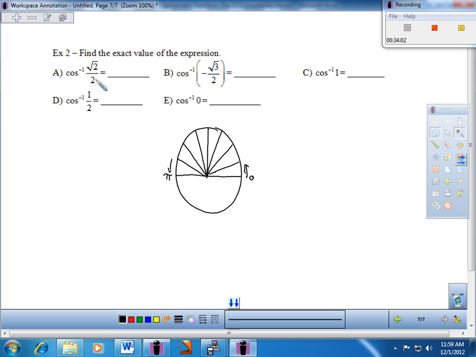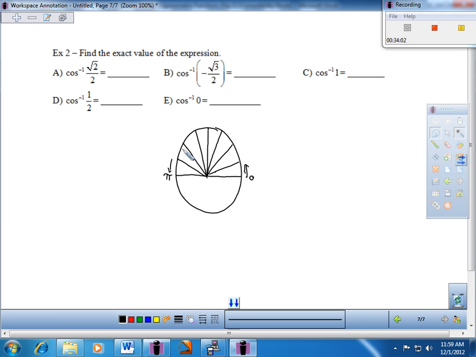Inverse cosine of √2/2. Now, sorry for the redundancy, but here's the issue. There are an infinite number of angles that have a cosine ratio of √2/2. But when I'm treating this as a function, input produces a single output. So I can't put an infinite number of answers over here. What I want is a single answer. And the single answer is the angle in between 0 and pi that has this cosine ratio. That's why this diagram is so important.